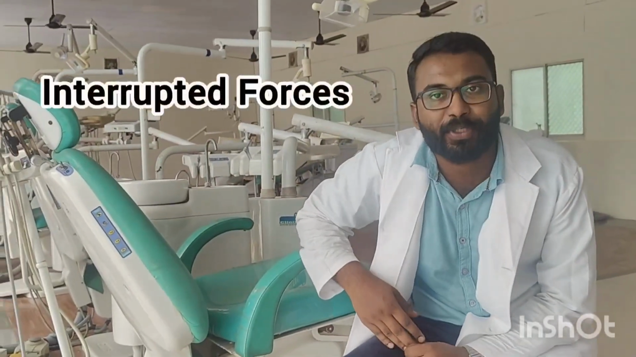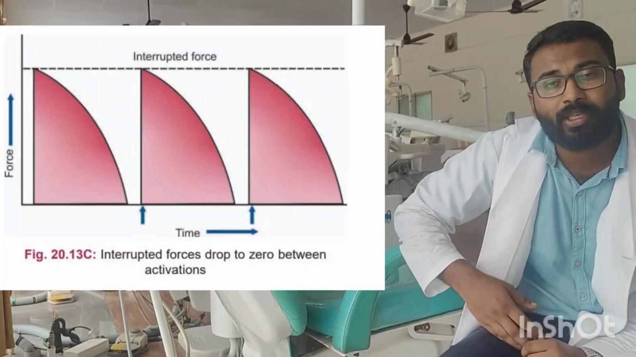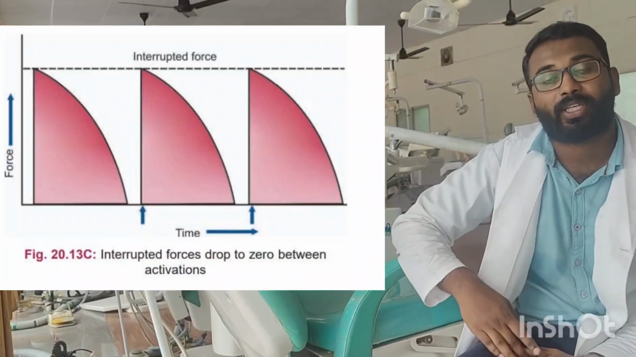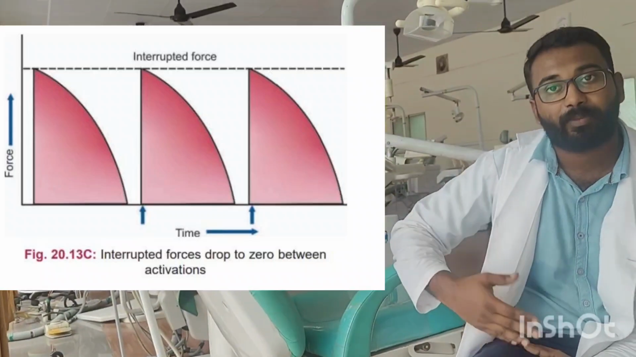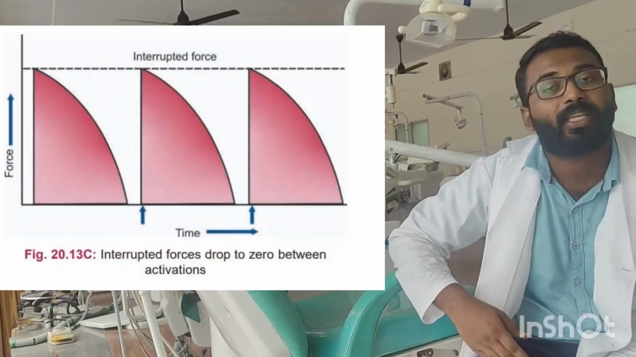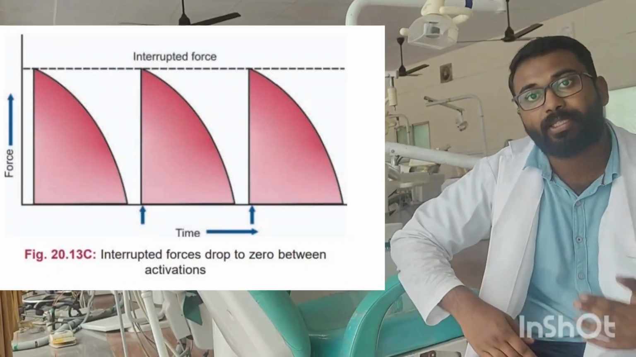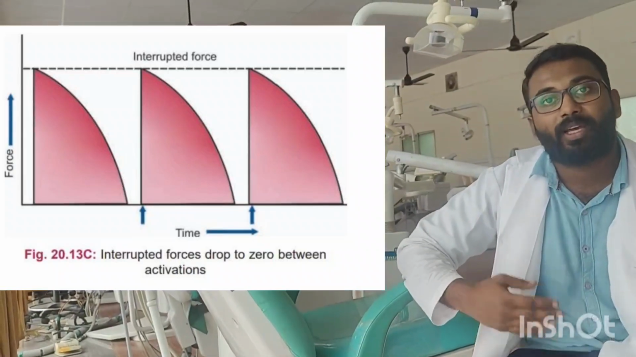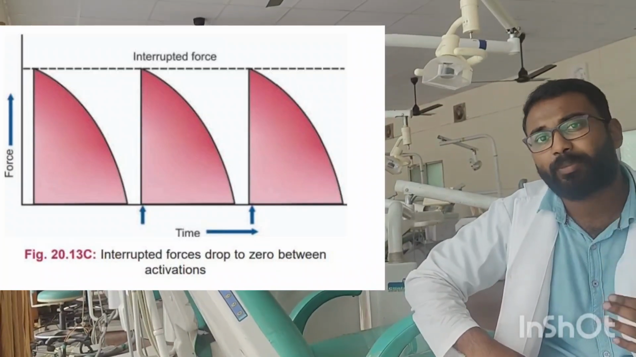The next is interrupted forces, in which the force declines to zero in between activations. It's an orthodontic or orthopedic force in which the force is inactive for a time interval in between the appointments. For an appliance to deliver this type of interrupted force, the appliance components should have a high stiffness, and the initial activation should be high. That is, the initial force exerted is high, which produces the required tooth movement due to undermining resorption.